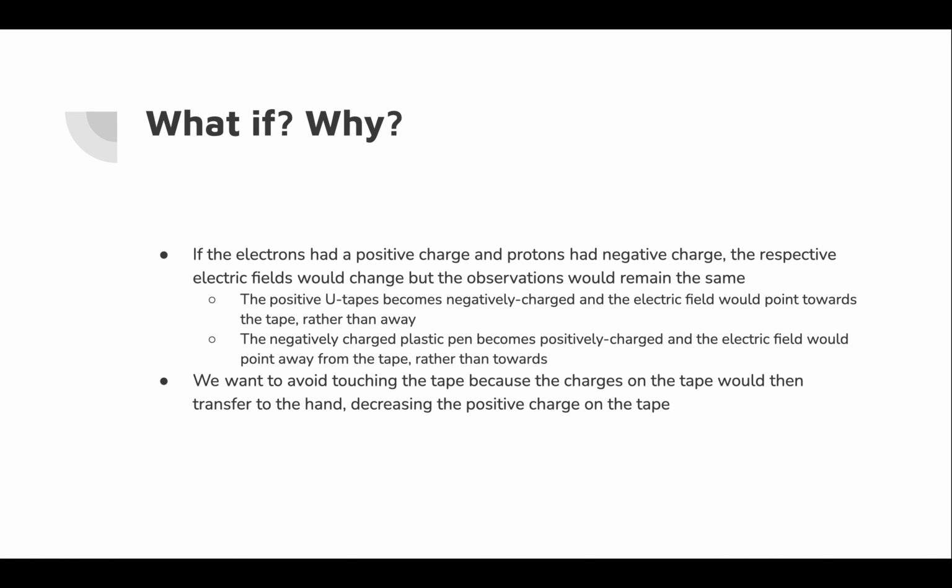What if and why? If the electrons had a positive charge and protons had a positive charge, the respective electric fields of the objects in this experiment would have the opposite electric field, but the observations would remain the same. The reason we want to avoid touching the tape during this experiment is because the charges on the tape would then transfer to the hand, which would decrease the positive charge on the tape.